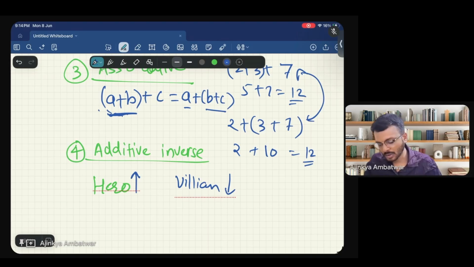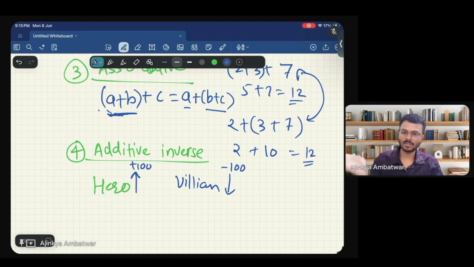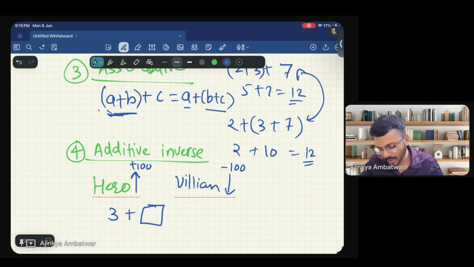So if hero does plus 100 amount of work, villain will do minus 100 amount of work. He will cancel everything that hero is doing. So hero and villain are inverse of each other. So similarly in rational numbers, there is something called additive inverse, which means if I take any number, let's say 3, 3 is a rational number, and add some magical number to it, the answer will become 0. मतलब देखो हीरो ने जितना किया, हीरो ने 3 ऐड किया, ये जो मैजिकल नंबर है विलन से आ रहा है, उसने कुछ तो उसमें मिला दिया, that villain added something of its own, the answer became 0.